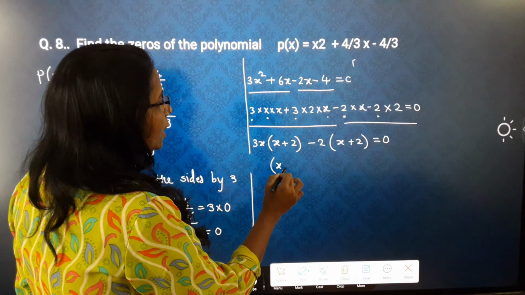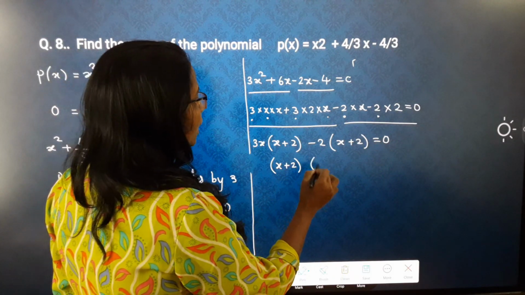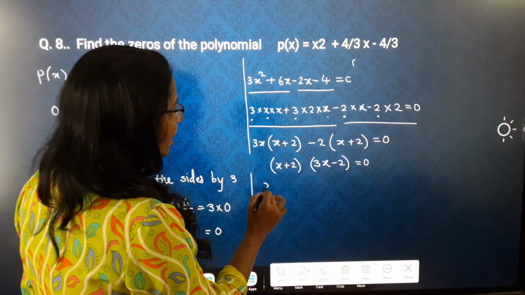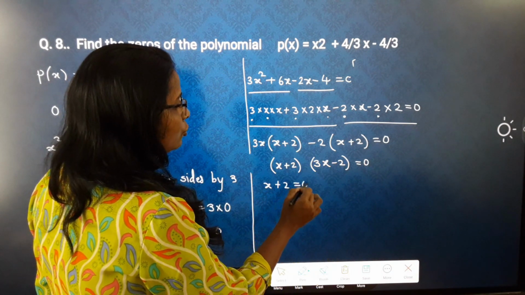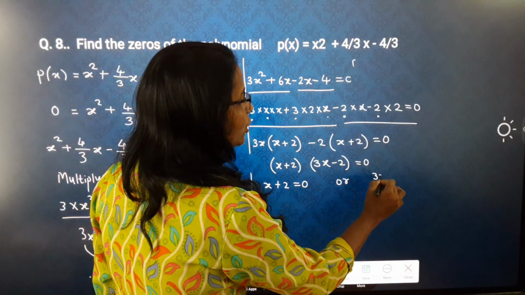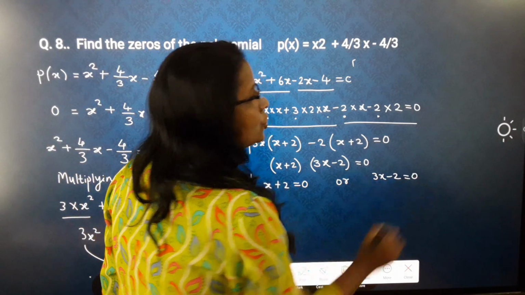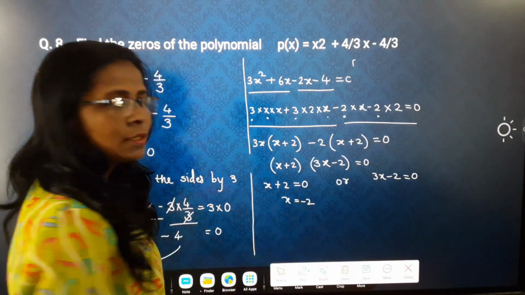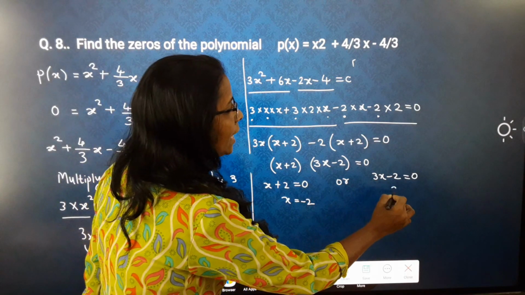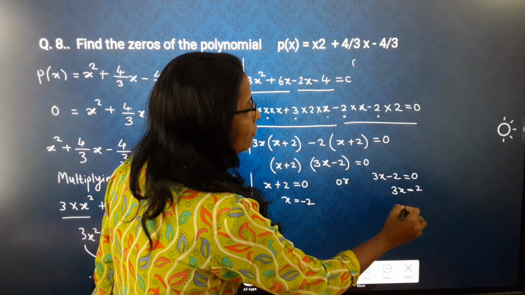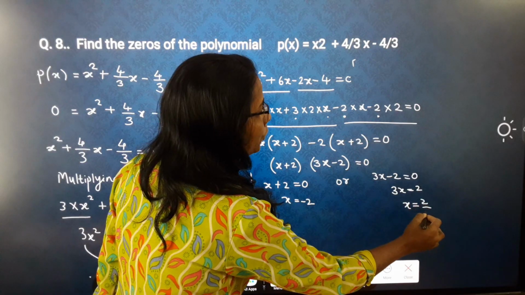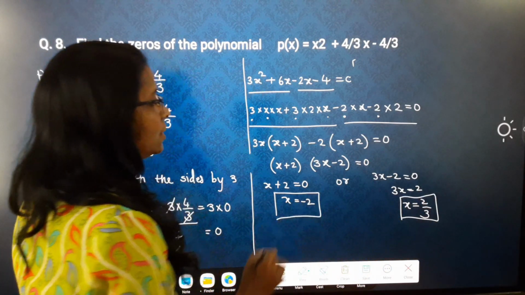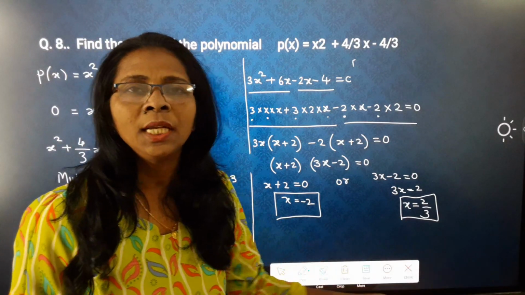So now in the first bracket x plus 2, in the second bracket 3x minus 2, which is equal to 0. So we say x plus 2 is equal to 0 or 3x minus 2 is equal to 0. Now x is equal to minus 2, students. And then 3x is equal to 2, so x is equal to 2 upon 3. So minus 2 and 2 upon 3 are the zeros of the given polynomial.